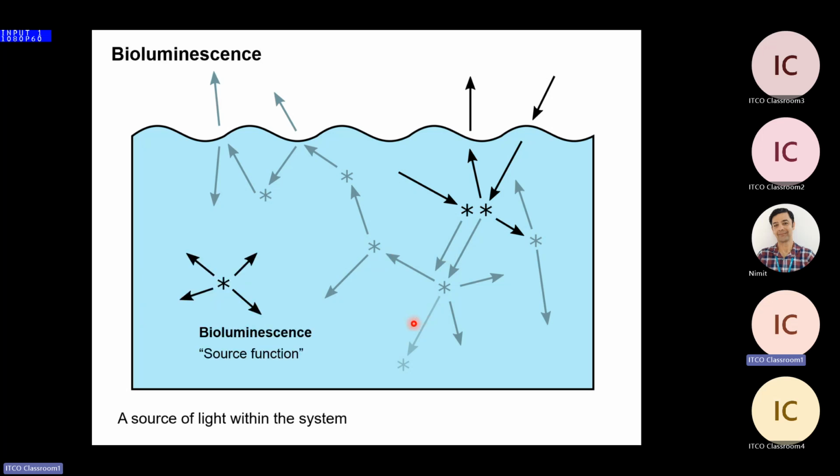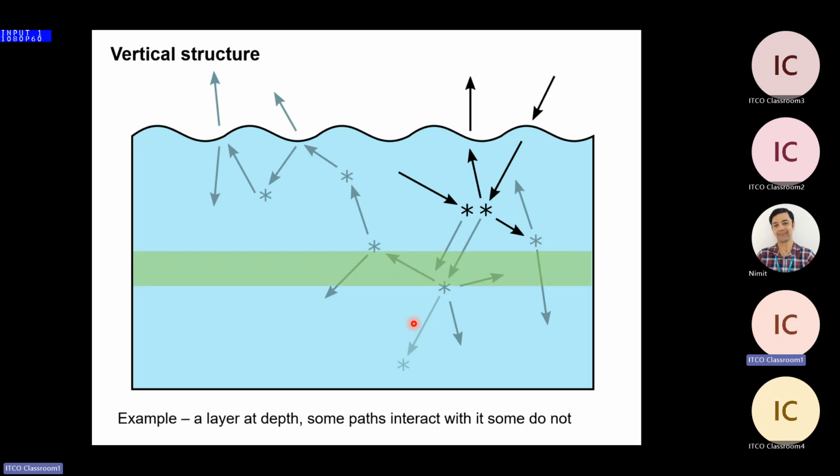And then the other thing that you might have is bioluminescence. If you have bioluminescence, then essentially you've got light just created. It just appears somewhere in the system. So you might want to account for that if you're interested in modeling bioluminescence and its effect on the light field in the ocean.